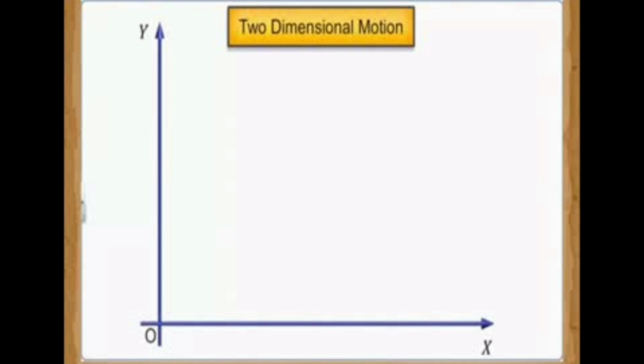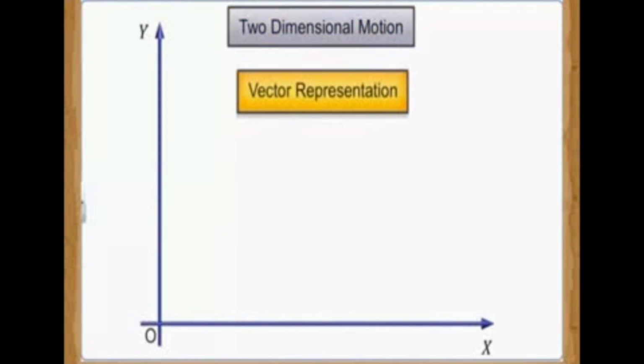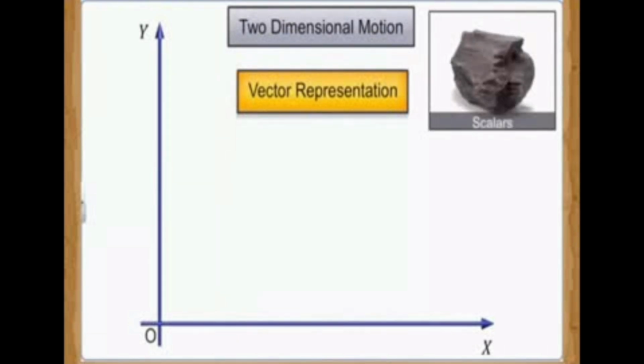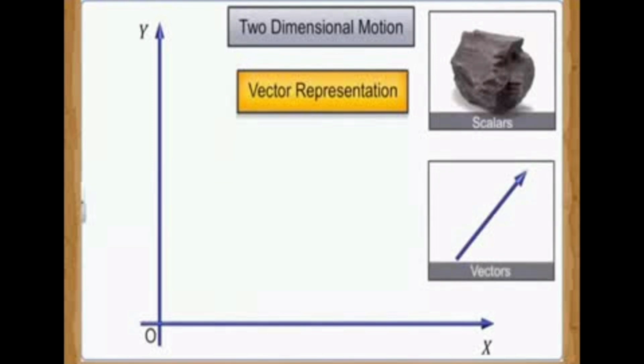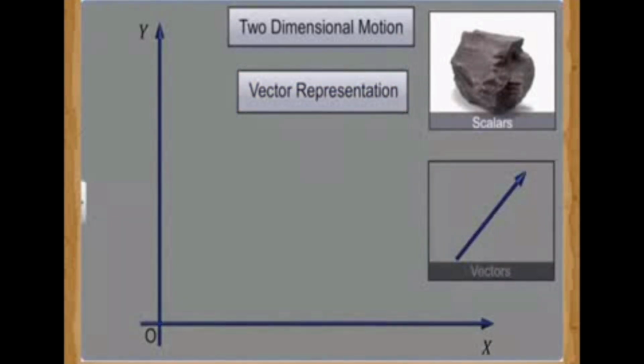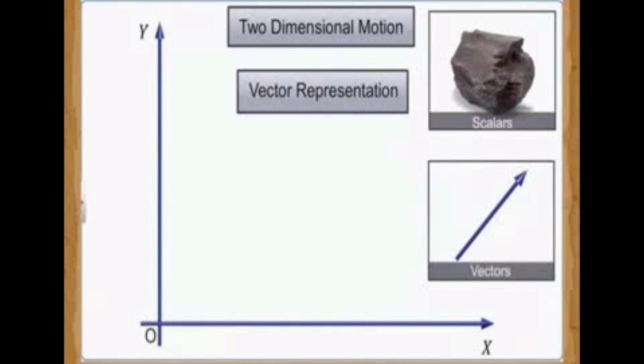Next is two-dimensional motion. Two-dimensional motion means the particle is moving in two dimensions, using two axes, the x-axis and the y-axis. This type of motion is called two-dimensional motion. The particle is moving along a curved path in a plane. We can represent two-dimensional motion with a vector. And we have to know the difference between scalar and vector.